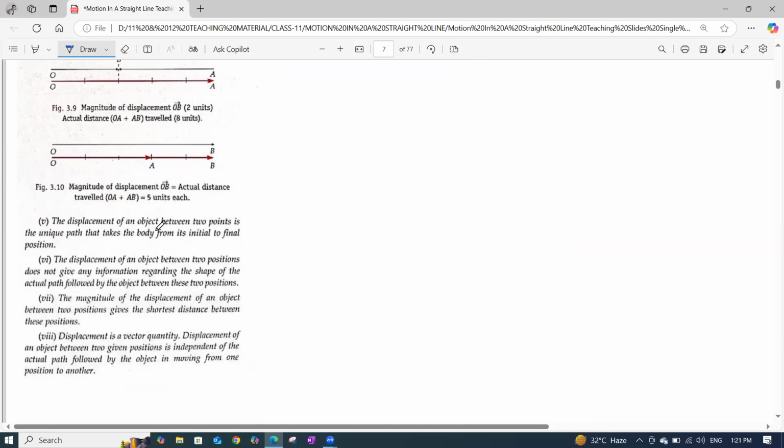Number 5. The displacement of an object between 2 points is the unique path that takes the body from initial to final position. This is initial position. This is final position. Always displacement, we will take it in a straight line only, not in any curved manner.